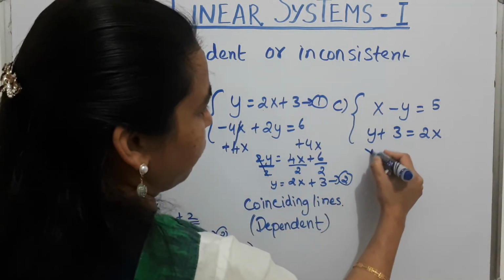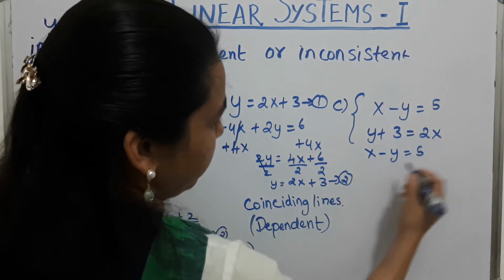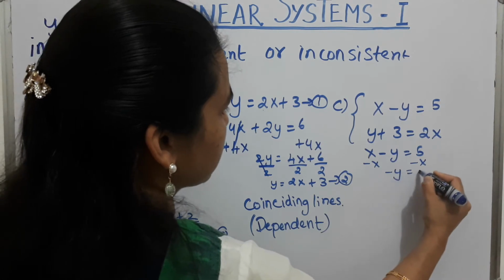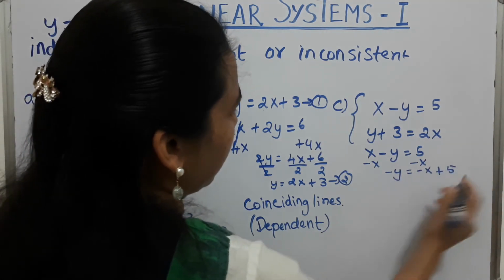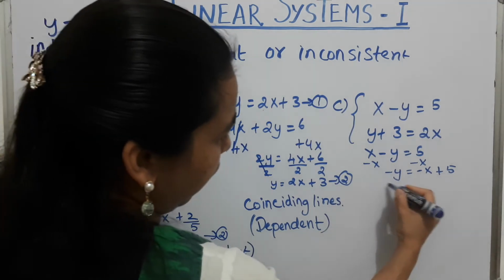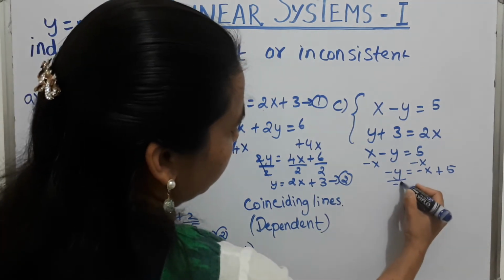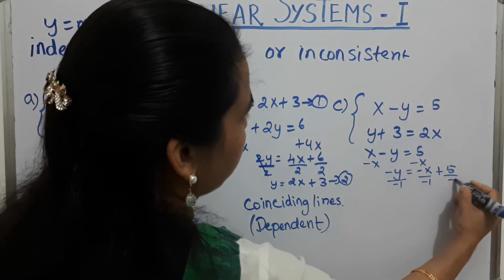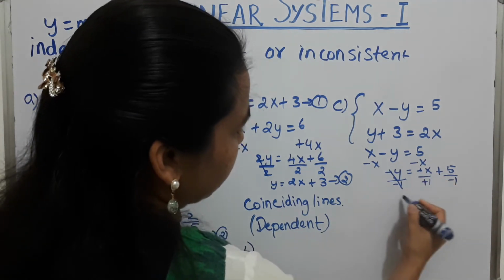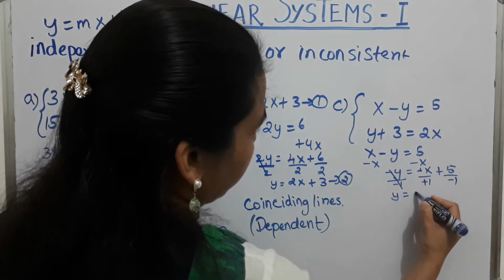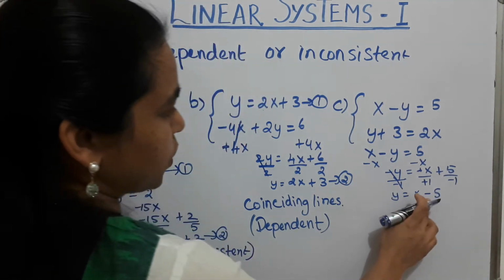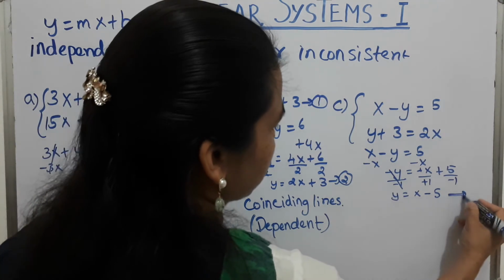So x minus y equals 5 and then minus x. So negative y equals negative x plus 5. Now y is holding the negative sign, so you have to get rid of this. So you have to divide all the terms by negative 1. So over negative 1, negative 1, negative 1. So now this will be gone. The minus and minus get cancelled. So y equals x minus 5. Because this is plus and minus will be minus, so you have to write it this way. So this is the first equation.